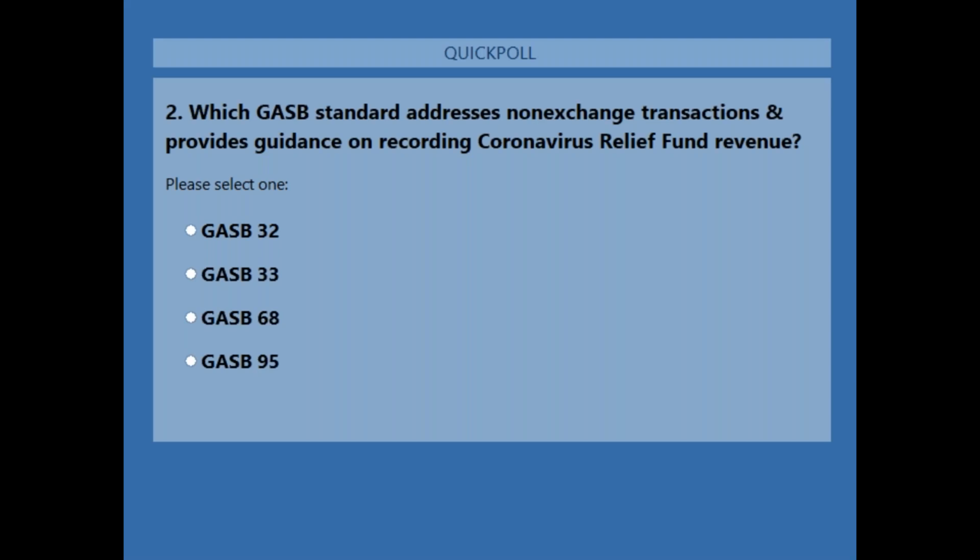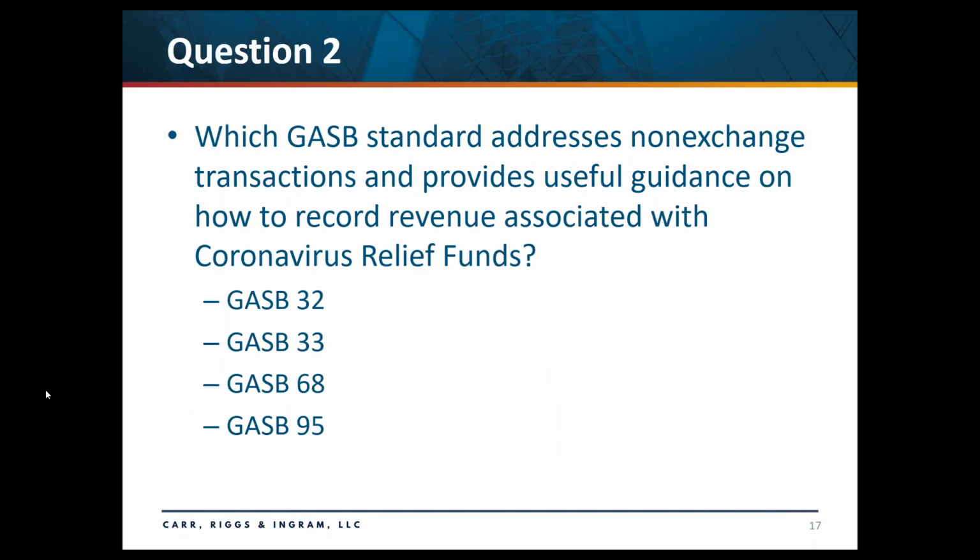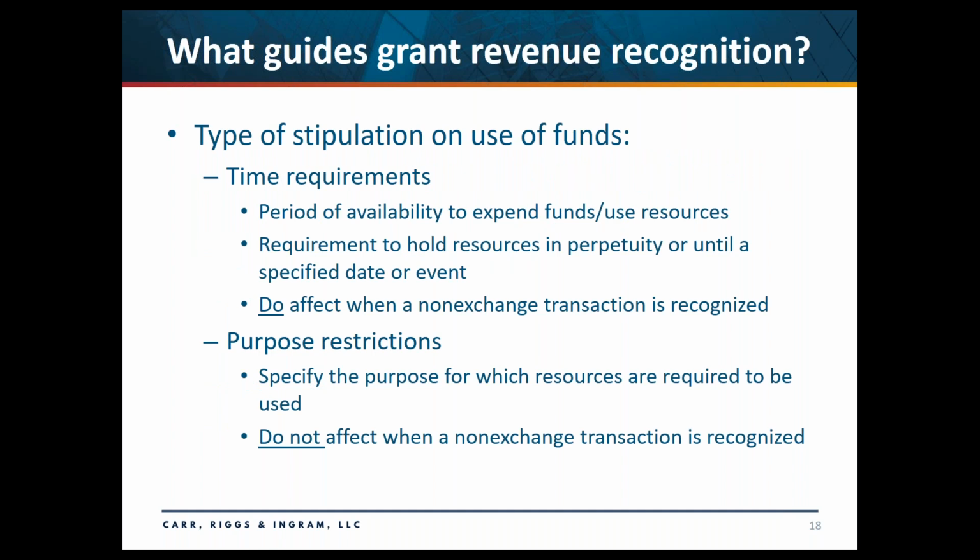Okay, so the actual answer is GASB 33. All right, so now we know we've got a voluntary non-exchange transaction and it's following GASB 33. So what does GASB 33 tell us other than the type? It tells us that we're going to recognize revenue when all eligibility requirements are met. And that's a really vague term, eligibility requirements. What does that even mean?